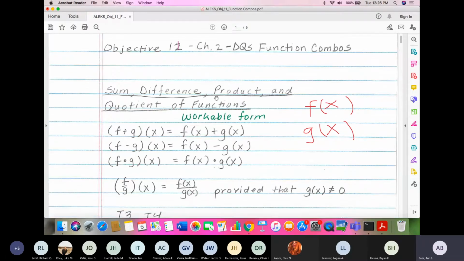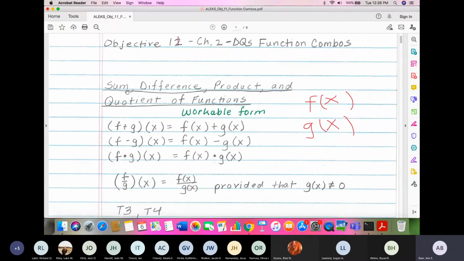So we're going to start by looking at sum, which is addition, difference, which is minus, product, which is multiplication, and quotient, which is division of functions.